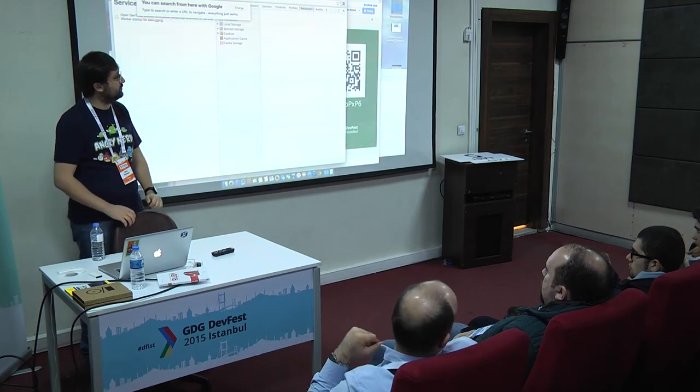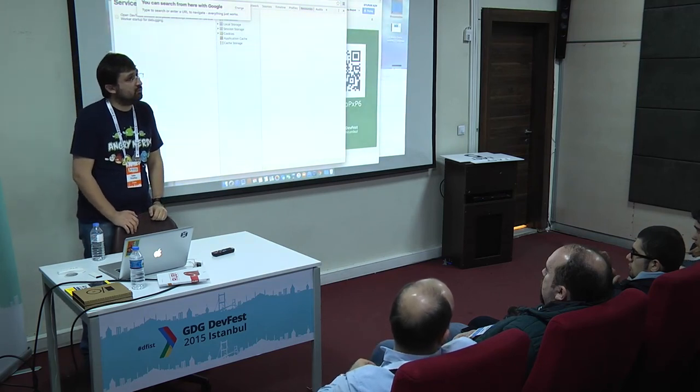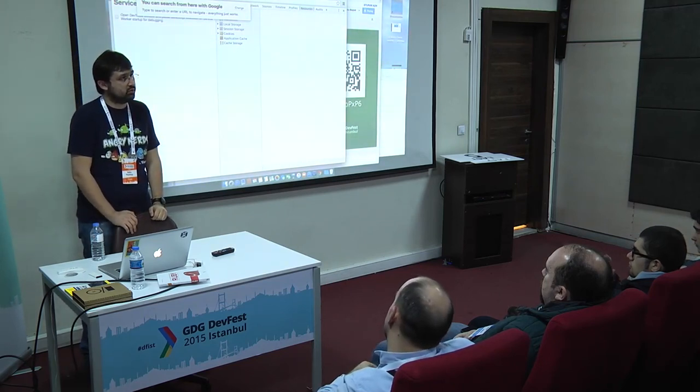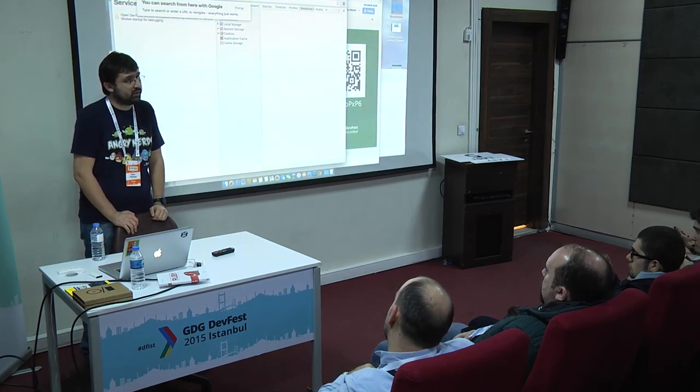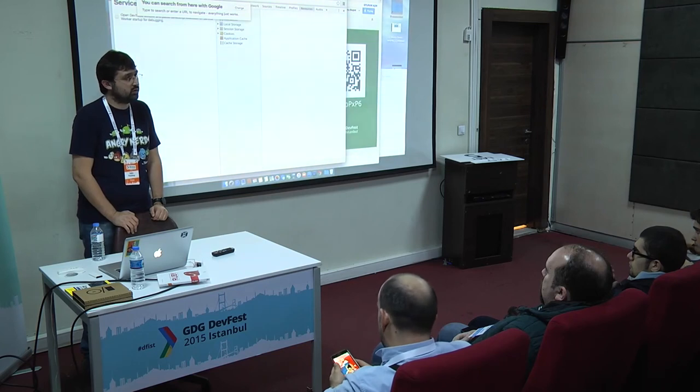Service worker yapısı ne zamandır var Google'da? Bir seneyi hemen hemen buluyor. Android 44'ten beri. Pardon, Chrome'un 44. versiyonundan beri. Yani şu an 47'de, 48'de olması lazım.